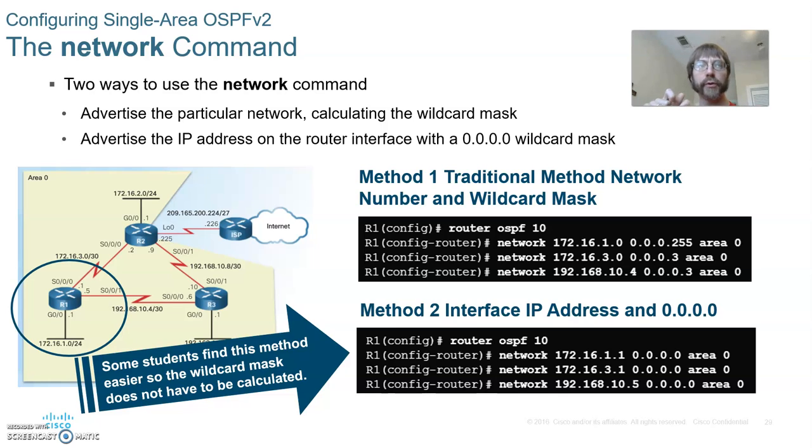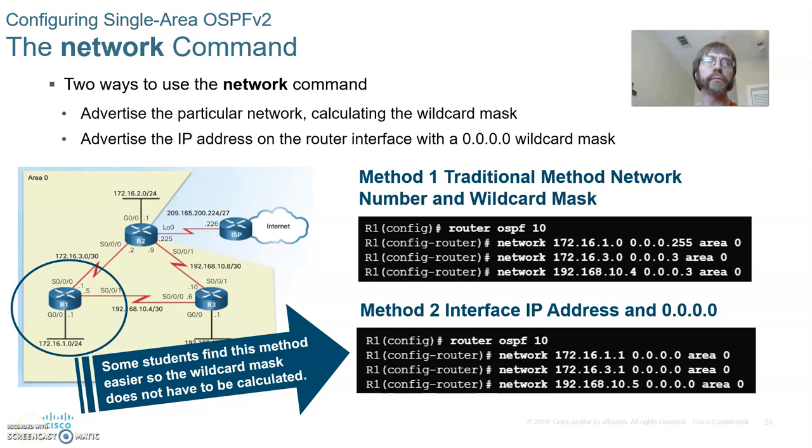So if you're going to use the top method, method 1, the traditional method with the wildcard mask, you look at the C line. If you're going to use method 2, the interface address and an inverse mask of 0.0.0.0, you'll look at the L line in your routing table. Now, you need to understand both of these methods, because you might see either, or perhaps even both of them, on a test or your instructions or even a certification exam.